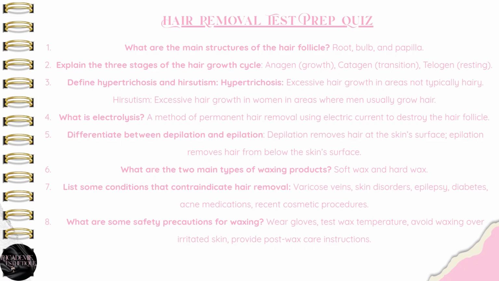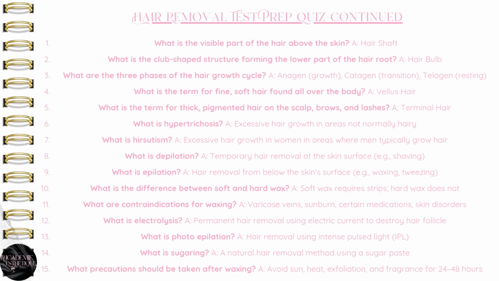What are the 2 main types of waxing products? List some conditions that contraindicate hair removal. And what are some safety precautions for waxing? Hair removal test prep quiz continued. What is the visible part of the hair above the skin? What is the club-shaped structure forming the lower part of the hair root?